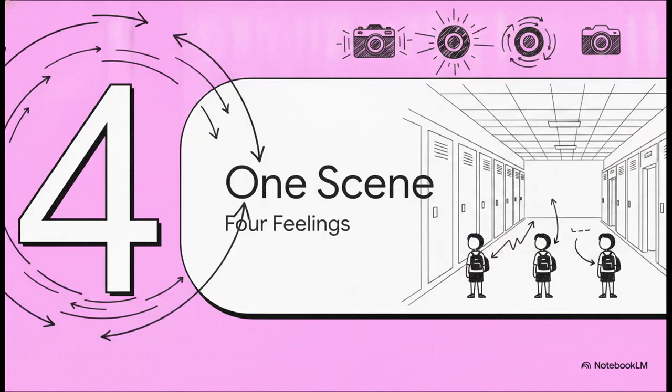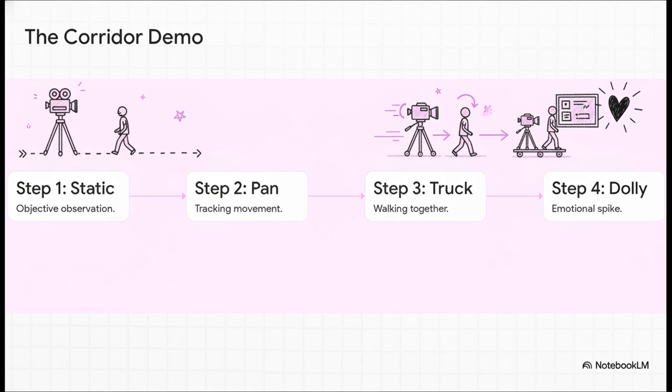Let's look at section 4. One scene, 4 feelings. The corridor demonstration. Okay, let's actually put all of this into a practical mental exercise. Let's call it the corridor demonstration. The setup is super simple. A college student is just walking down a hallway. That's it. The action never changes, but I want you to watch how the feeling does.